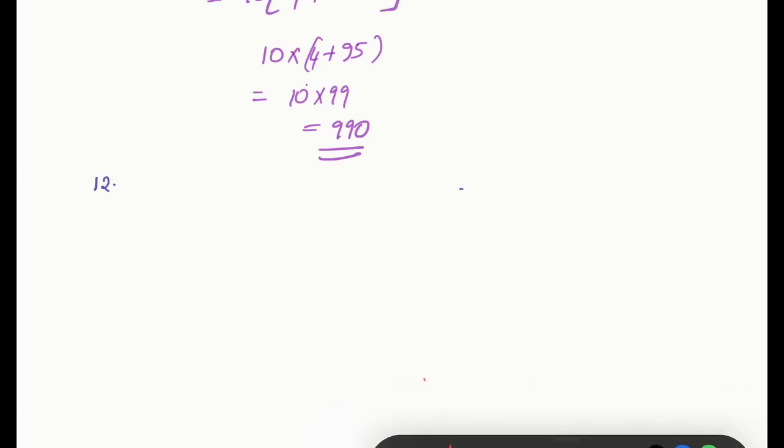What do you have in the 12th question? Let us do the 12th question. Sum of all multiples of 7 lying between 300 and 700.